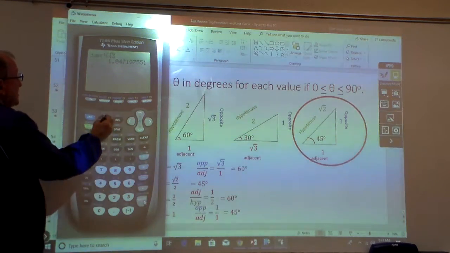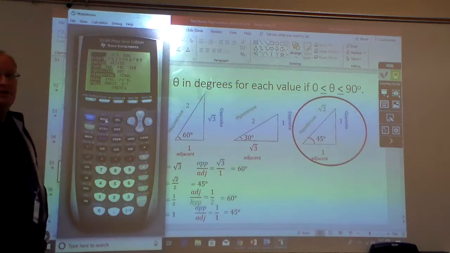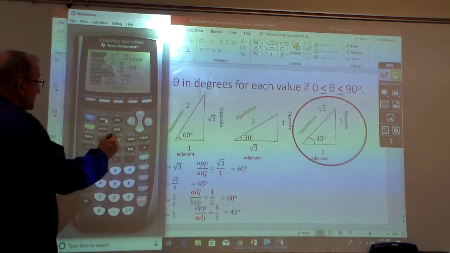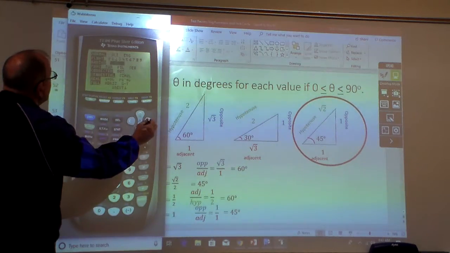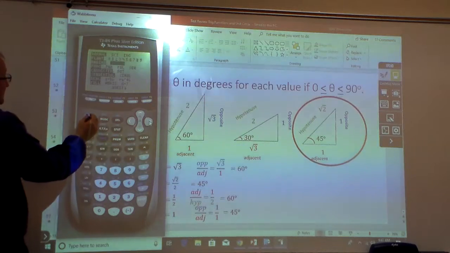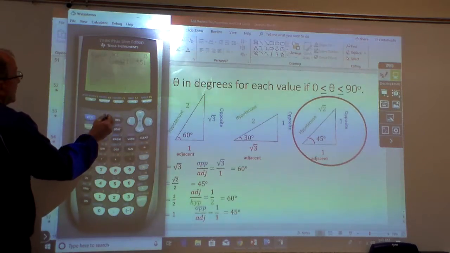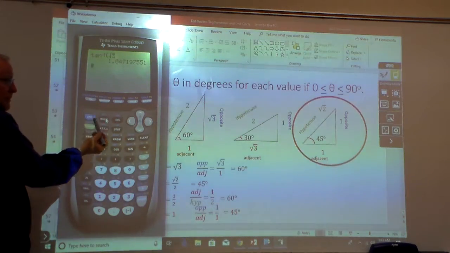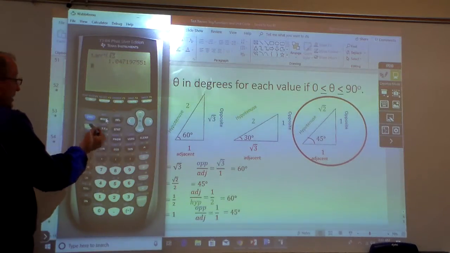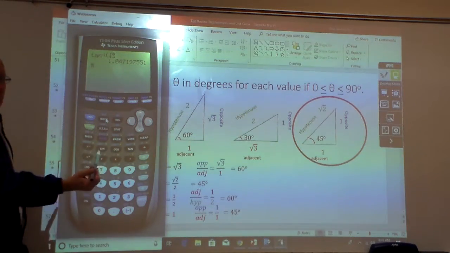Oh, guess what? I forgot to check. What's my mode in? Radians. It needs to be in what? Degrees. So now I'm going to do the whole thing over again, which is kind of a good thing that happened. That people know that this can happen, right? I knew that answer wasn't right. That's how come I knew it was in radians.